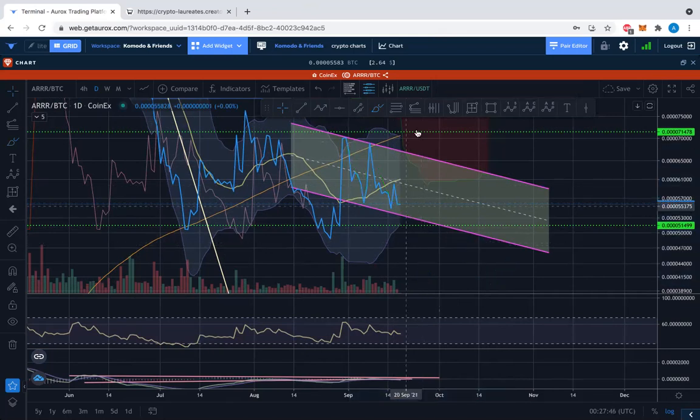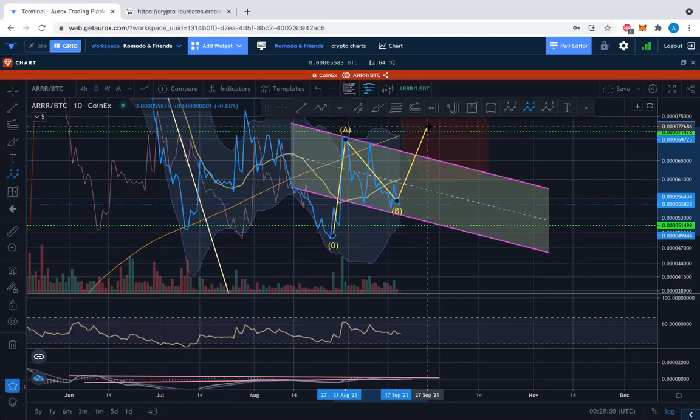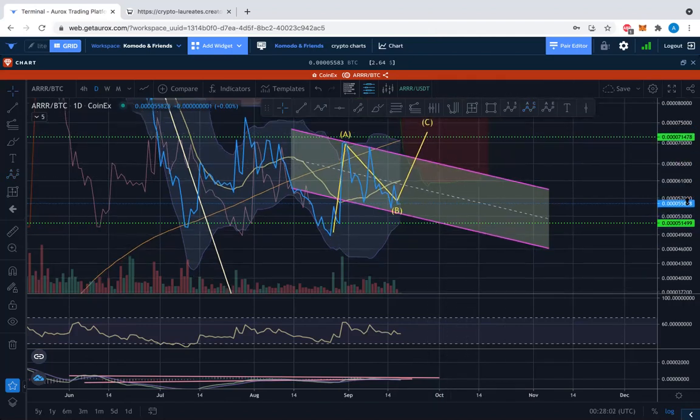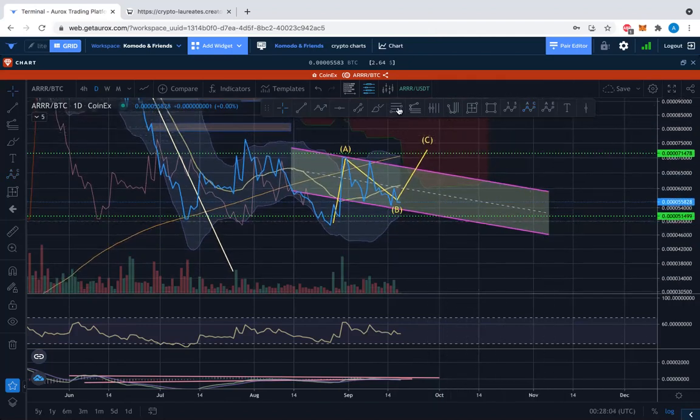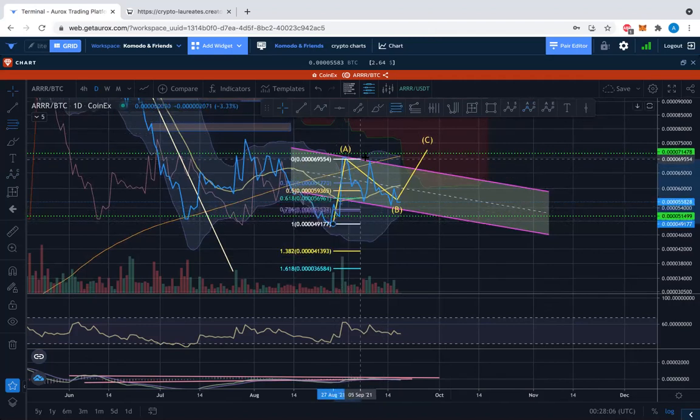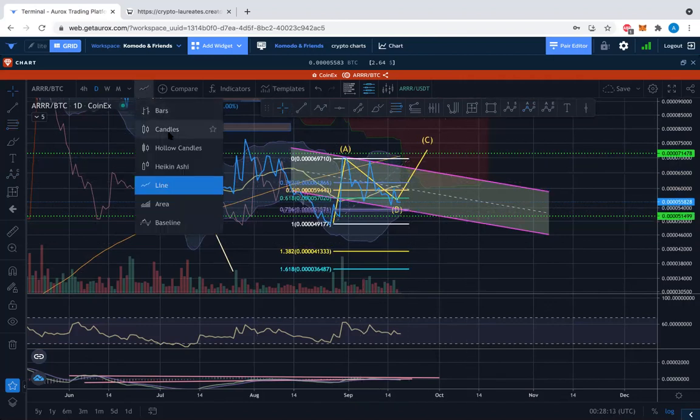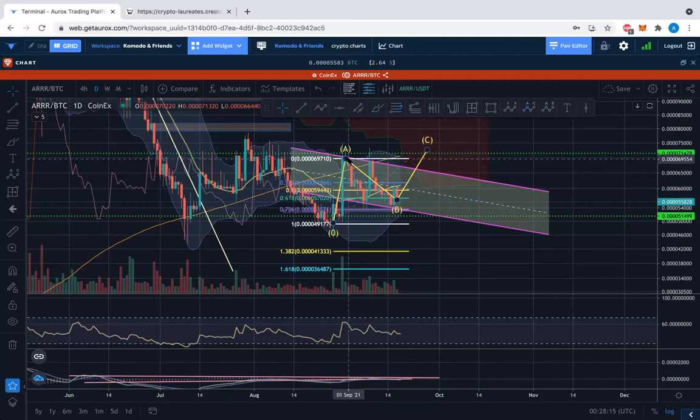The other idea is, let's say this in itself is an ABC creating a B wave. So let's say we get the A, we get the B, and now we're making our C. Where is that going? Well, I just want to retrace this A wave and say, yeah, you could argue that it's a type of flat, especially if you start bringing in candles, then we'll play that game too.